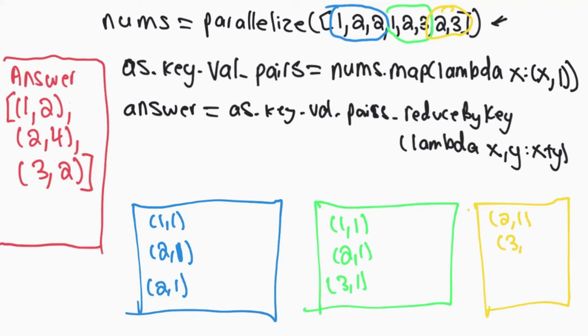And 3, 1. Okay, so now what I can do is, if we're reducing by key, that means we're doing something to the values. Before, we did a group by key, which just means group all of the like keys, group all of the values to that same key. And now what we want to do is reduce by key.